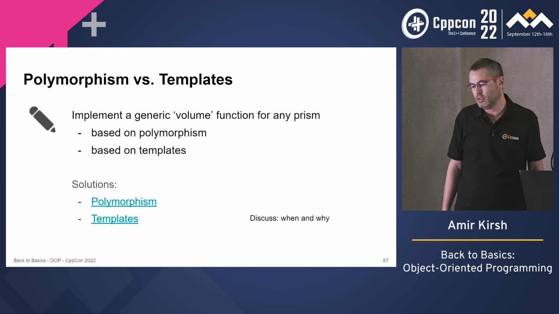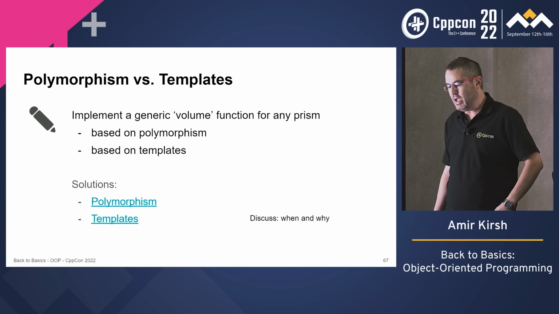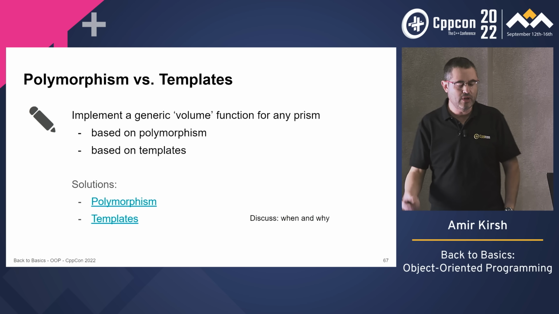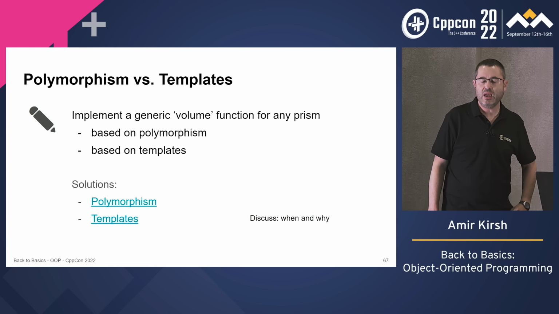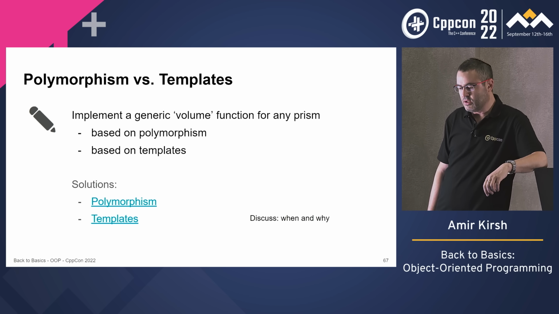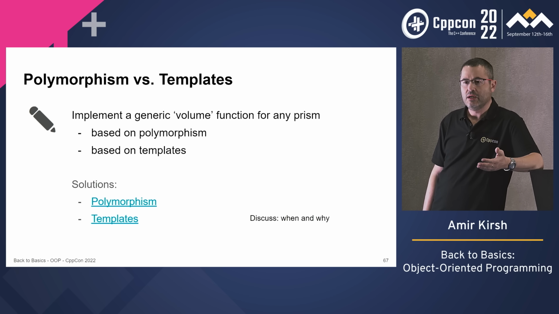Polymorphism versus templates. I'm not sure that I would go into the code, but suppose that we want to implement a generic volume function for any prism. I want to calculate the volume of a prism, okay? It's a very simple equation. I can do that based on polymorphism and based on templates. Now, I would go in this scenario with polymorphism. Why? Because there is a logic in having a hierarchy of prisms.